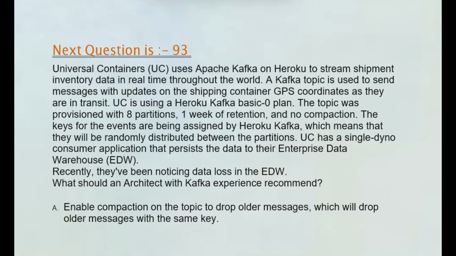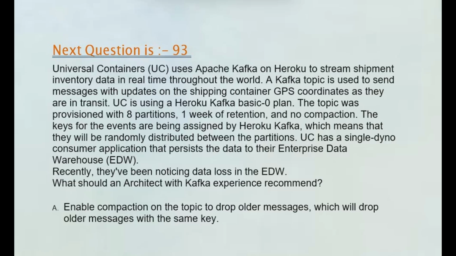The keys for the events are being assigned by Heroku Kafka, which means that they will be randomly distributed between the partitions. UC has a single dyno consumer application that persists the data to their Enterprise Data Warehouse (EDW). Recently, they have been noticing data loss in the EDW. What should an architect with Kafka experience recommend?